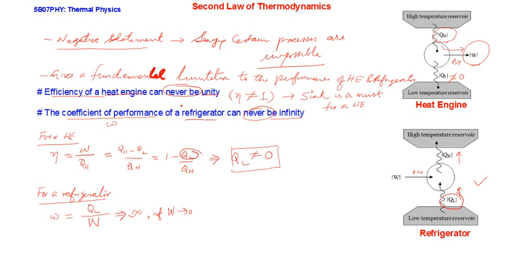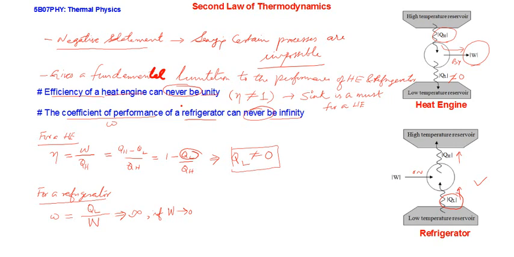It means that without external work, you can never transfer, or we can never absorb, heat from a low temperature reservoir to a high temperature reservoir, and that is a well-known fact. Is it not right? Because you know that the direction of spontaneous flow of heat is from a high temperature reservoir to a low temperature reservoir.